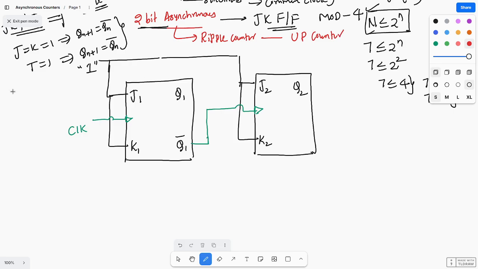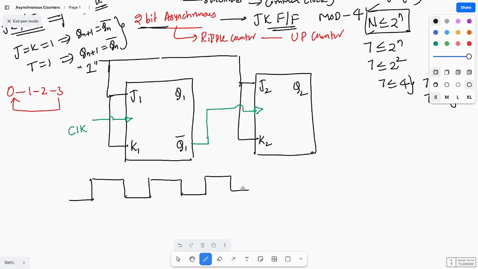Up counter means it will count from where to where? 0, 1, 2, 3. After that it should come back to 0. This is an up counter. Passage of clock means: this is a clock, and during this edge, when it is going from 0 to 1 only, the counter will activate.